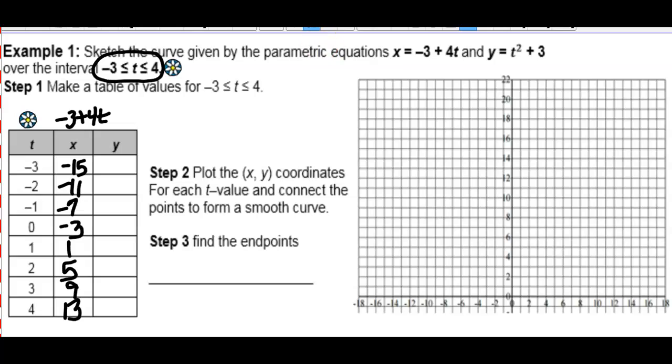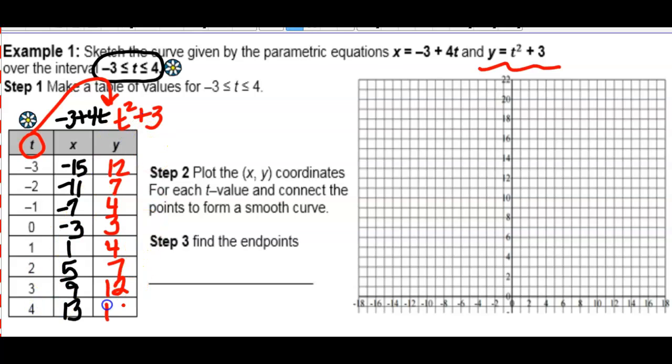Then to find the y values, we're supposed to take the t and square it and add 3 from this rule right up here. So we're not going to use the x's, okay? We're using these values and plugging them in here. So 9 plus 3 is 12. -2 squared is 4, plus 3 is 7. 1 plus 3 is 4. 0 plus 3 is 3. 1 squared is still 1 plus 3 is 4. 2 squared is 4 plus 3 is 7. 9 plus 3 is 12. And 4 times 4 is 16 plus 3 is 19.